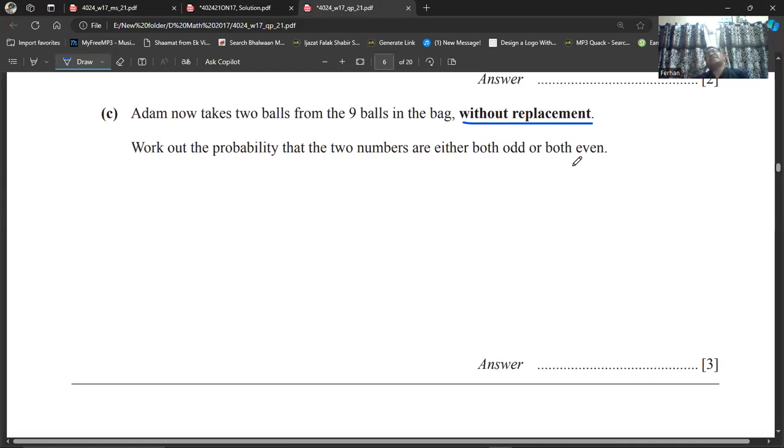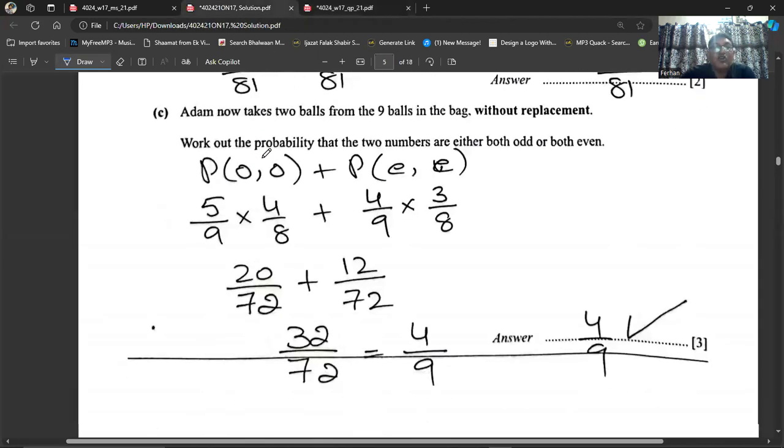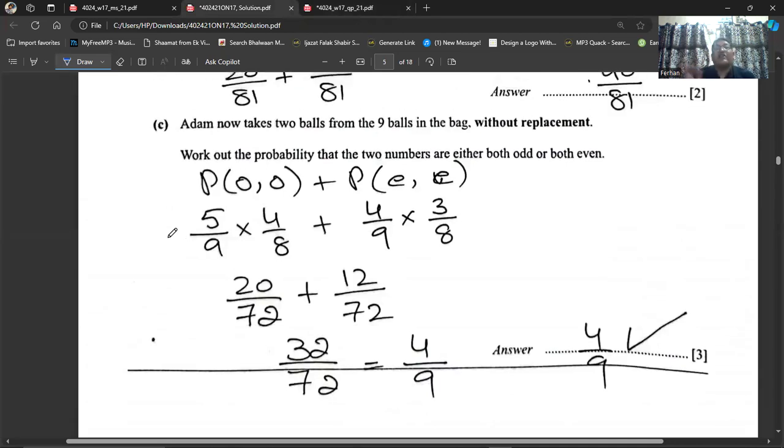So because they are asking us to find the probability of odd, odd plus the probability of even, even, and now they are going without replacement. So odd, odd will be 5 by 9 multiply 4 by 8, and even, even will be 4 by 9 multiply 3 by 8.